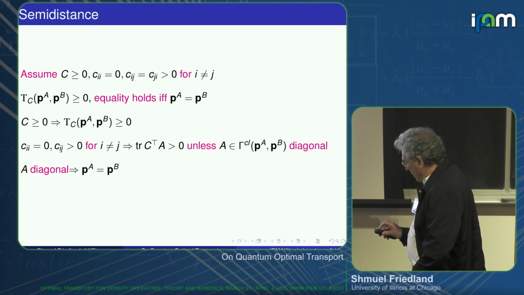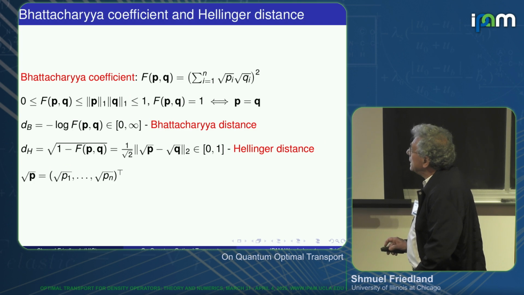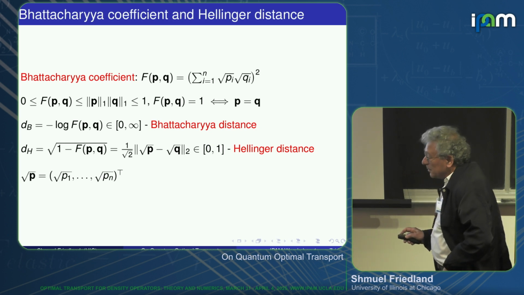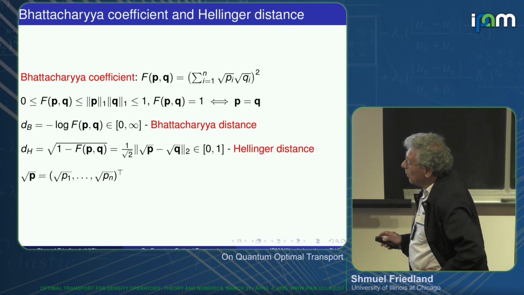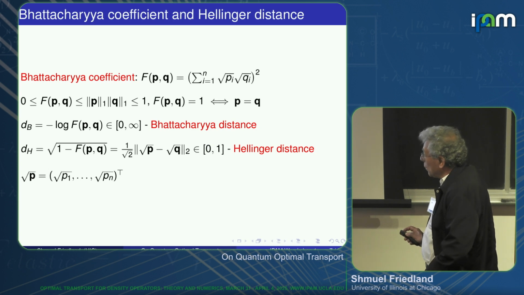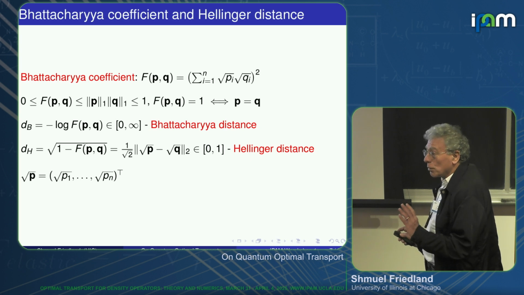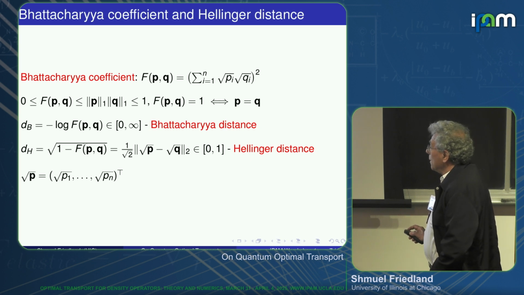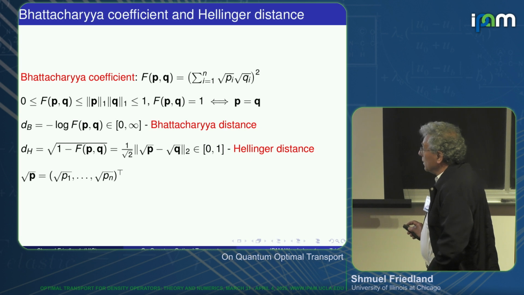Okay? And this is the reason why it is true. But let's continue. So the last thing before we go to quantum mechanics is something called the Bhattacharya coefficient and Hellinger distance. So what is the Bhattacharya coefficient? Suppose you have two probability vectors. Then you take the sum of square root of pi, square root of qi, because these are probabilities, so they're non-negative. You sum them and take the square.